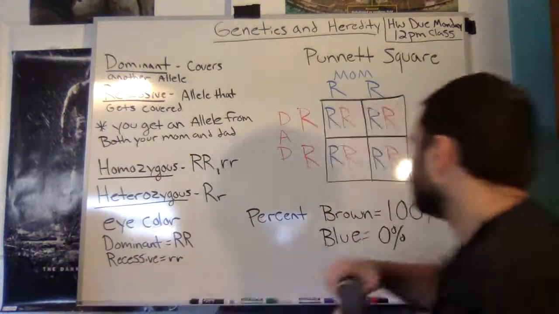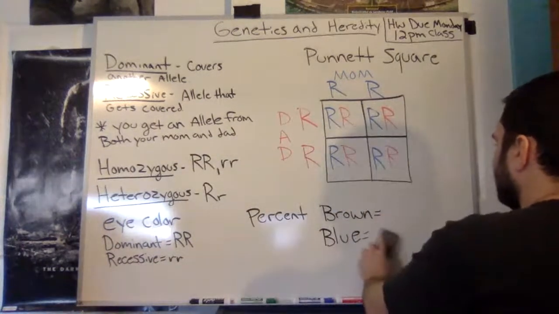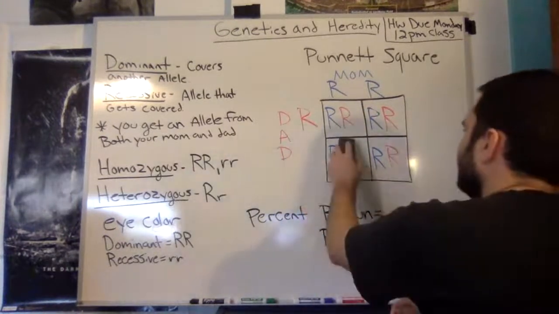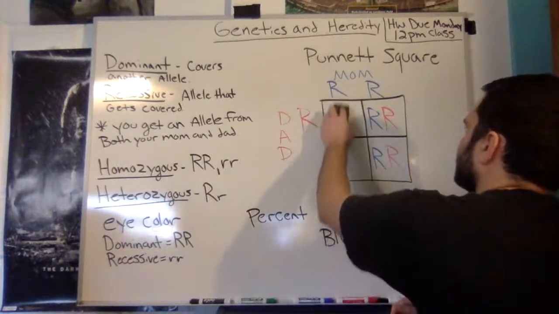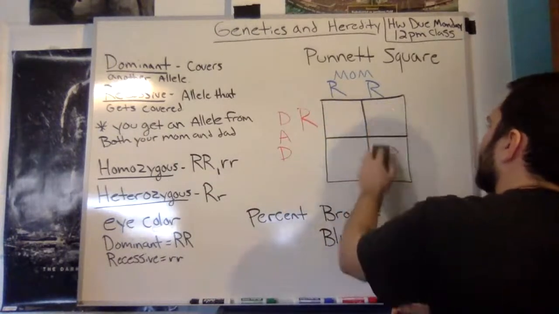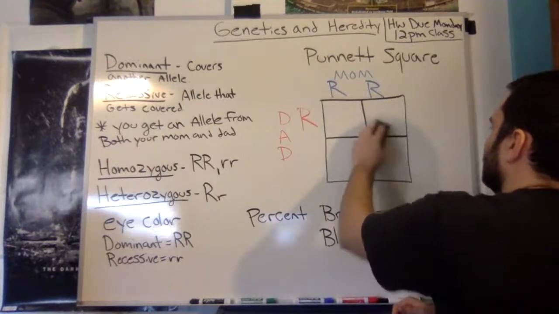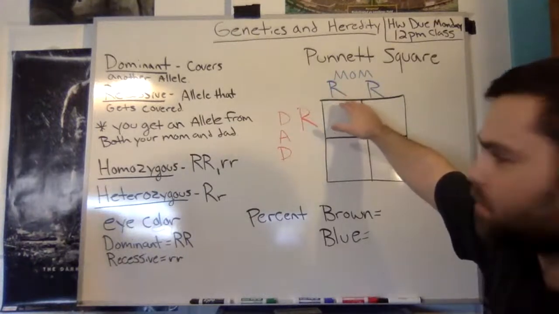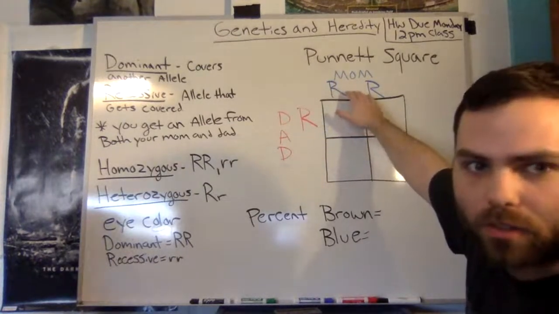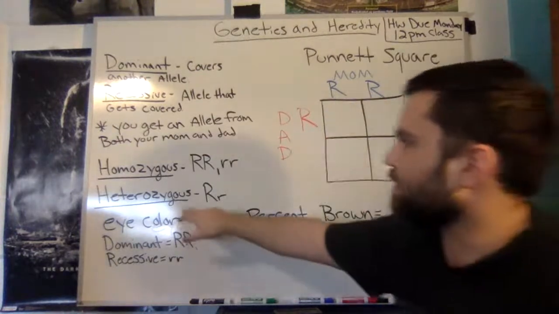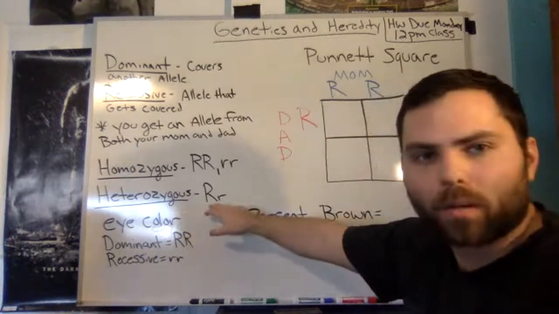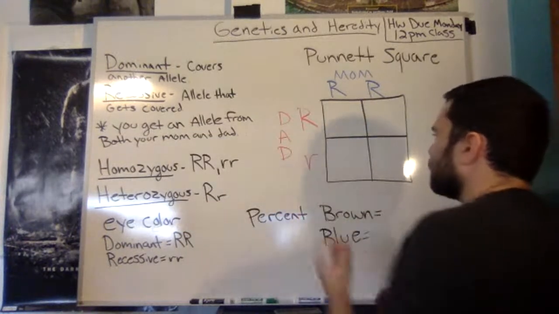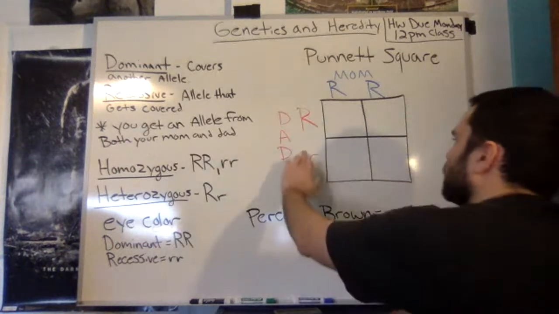Let's change it up a little bit. Let's say that instead, I give you guys a problem, and we say that mom is still dominant homozygous, so she's got 2 uppercase R's. But let's say that dad is heterozygous, meaning that he's got a capital R and a lowercase r. So I'm going to put a lowercase r over here. It looks more like a V.